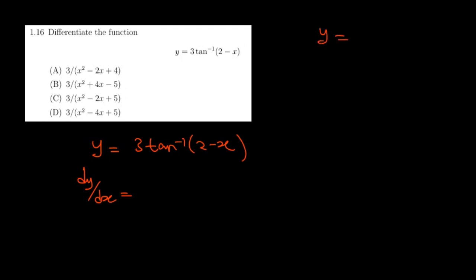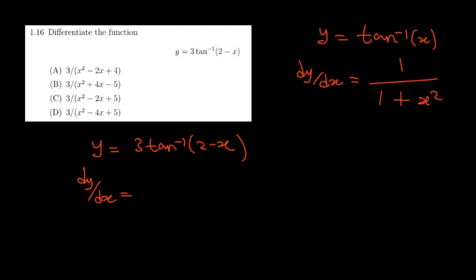So here we've been given y is equals to 3 tan inverse of (2 minus x). And then we are asked to differentiate it. So we are finding dy/dx. Okay, so now notice this. If my function is y is equals to tan inverse of x, then my derivative dy/dx will just be 1, which is the derivative of whatever is inside there, divided by 1 plus this x, and then you square it. Okay, so I have 1 over 1 plus x squared.